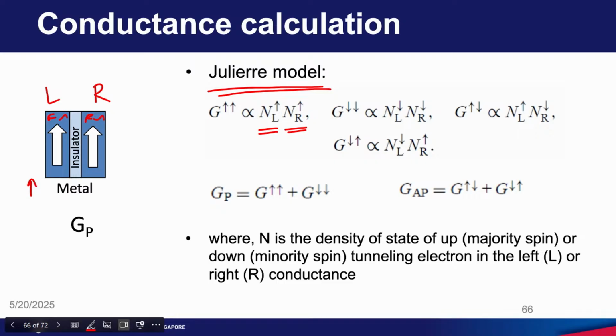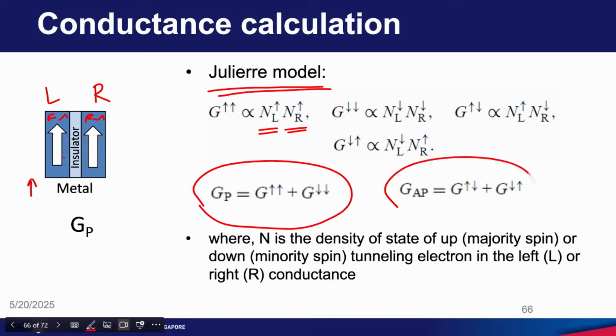So, we have various values of G for the different types of electrons. The G parallel, when the two magnetic layers have parallel magnetization, we have this expression, and when the two layers have anti-parallel magnetization, we have this formula. You can notice that all these G's are related only to the density of states.